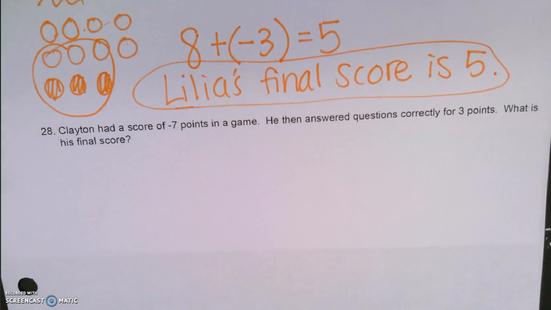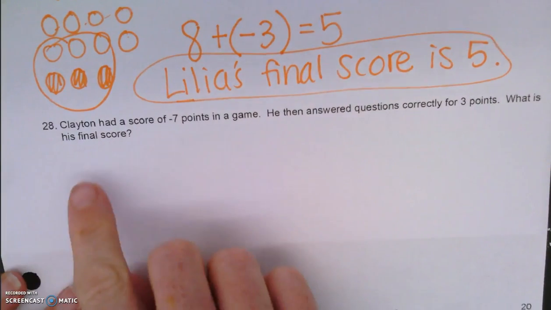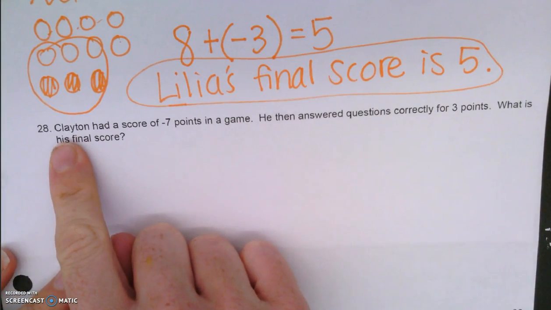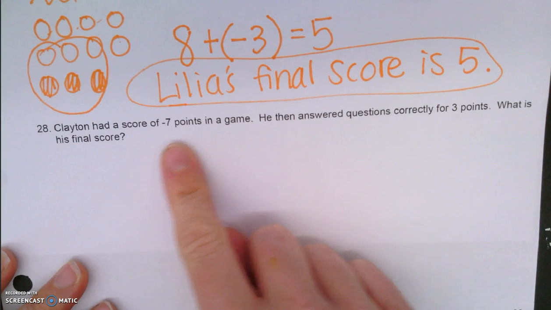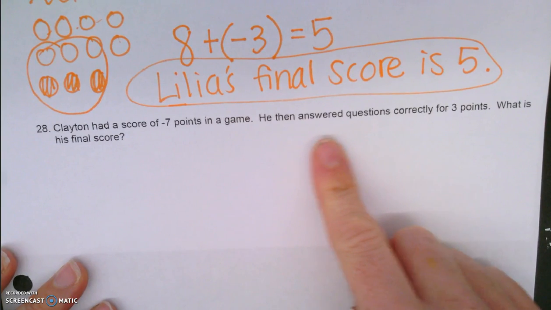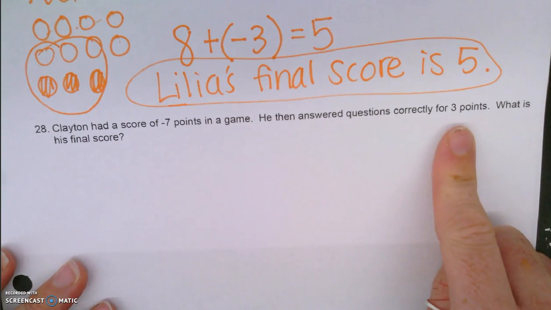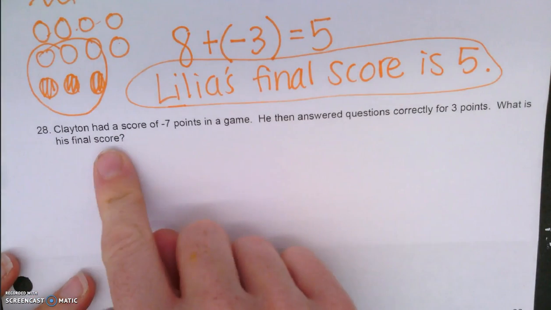28. Clayton has a score. Oh, track with me. How about your trackers? Thank you, mathematicians. Clayton has a score of -7 points in a game. He then answered questions correctly for 3 points. What is his final score?